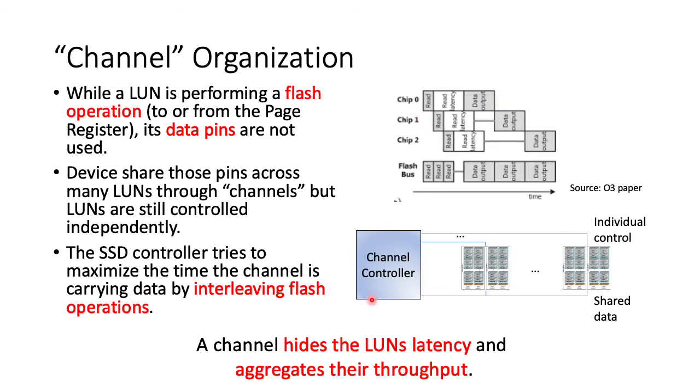There's an entity inside the SSD that's called the channel controller that is responsible for coordinating among several LUNs. The way they are usually connected is each individual LUN has control signals independent of one another, but they all share the same data bus. This way, the channel controller can hide the latency between individual operations, and it can aggregate the throughput of several LUNs together.